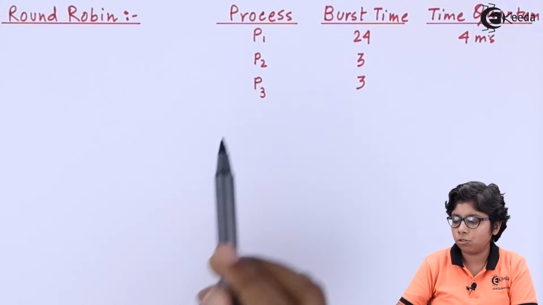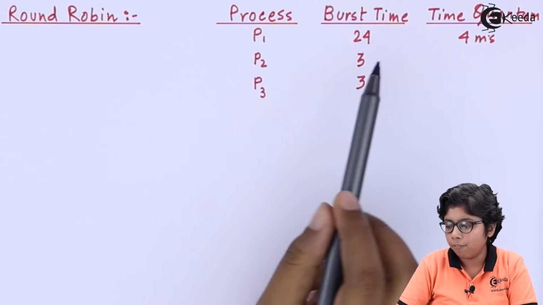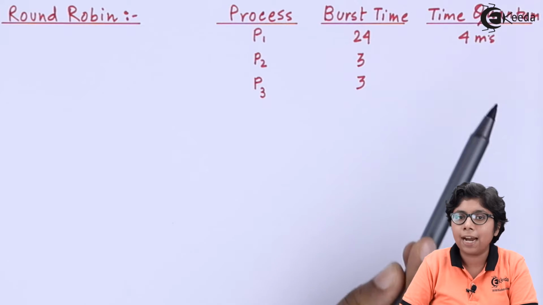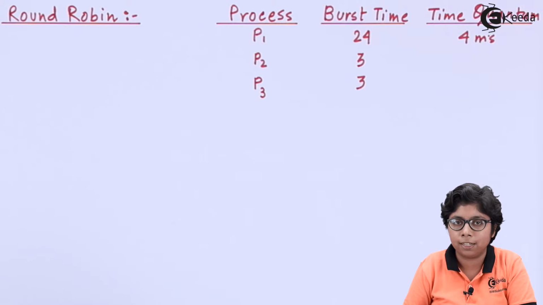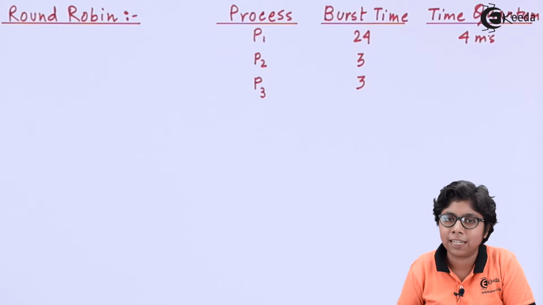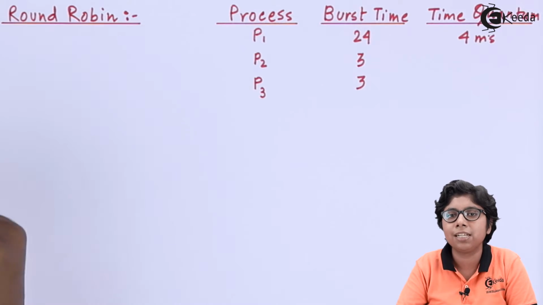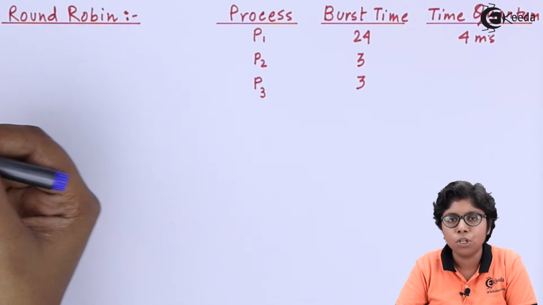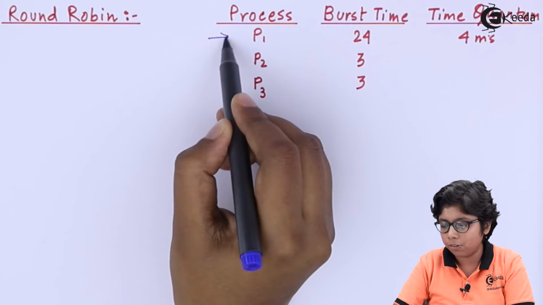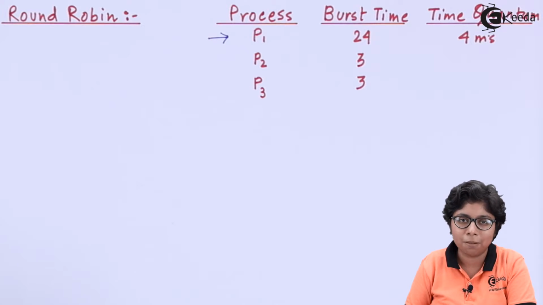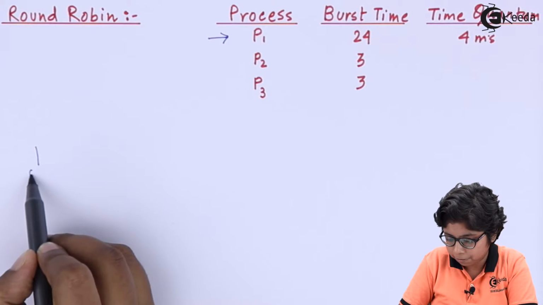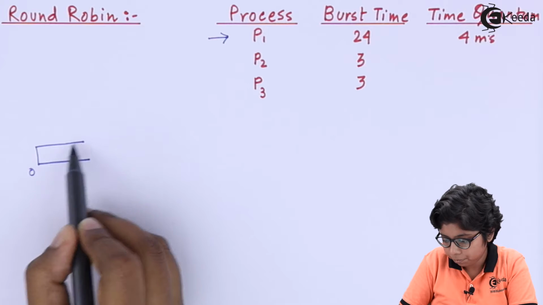Here we can see that three processes are in the ready queue with burst times of 24 milliseconds, 3 milliseconds and 3 milliseconds, and the time quantum is 4 milliseconds. That means one process can execute in a row for 4 milliseconds, and after that it has to release the CPU to another process. So first, P1 arrives in FCFS ordering, as we have already mentioned, P1 will arrive first at 0 milliseconds.